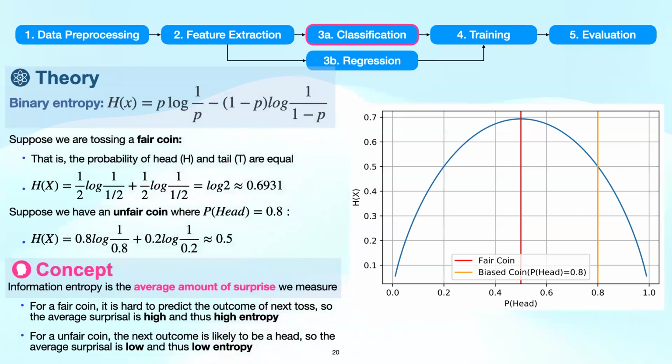For an unfair coin, if I tell you the coin has an 80% probability to get a head, in this case, the outcome is very likely to be a head. So if I predict the outcome to be a head and I get a head, I'm not too surprised, right? So the average amount of surprisal is low, and therefore I have a lower entropy. So this is a very useful concept that we can use to build the loss function of my machine learning classification model.